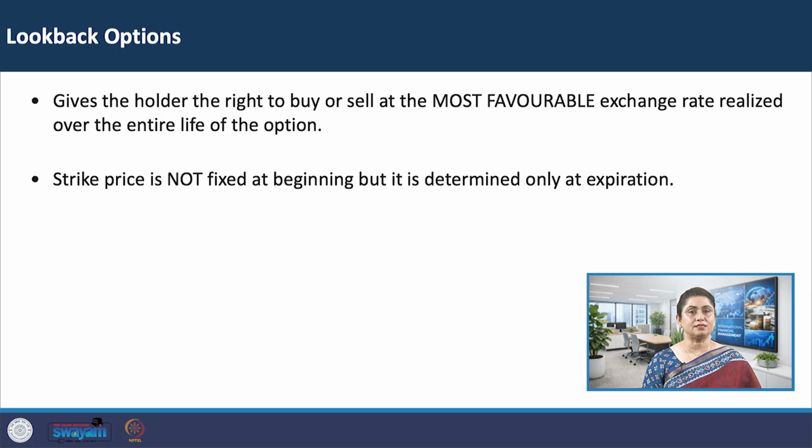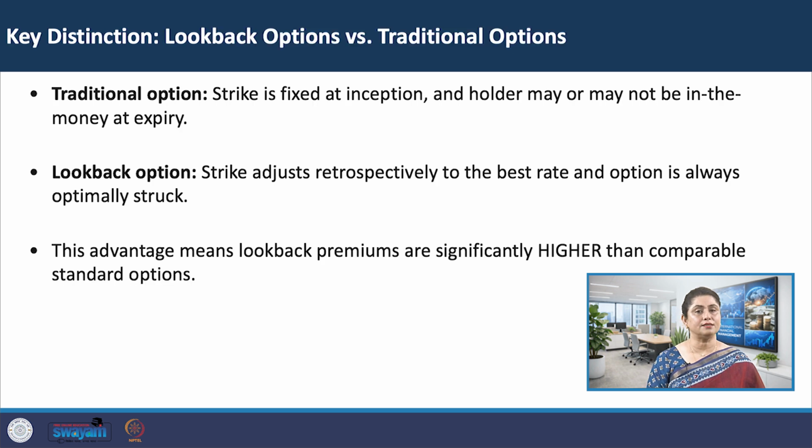It is only determined at the expiration date, based on the most favorable rate observed throughout the life of the option. This is fundamentally different from all traditional options where the strike price is fixed at the start. Because of this added advantage, the premium on a look back option is significantly higher than on a comparable traditional option. Let us now understand the key distinction between the look back options and the traditional option.